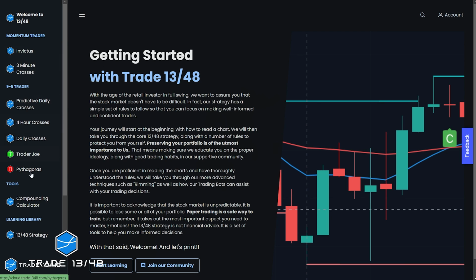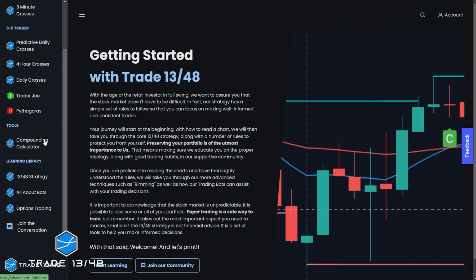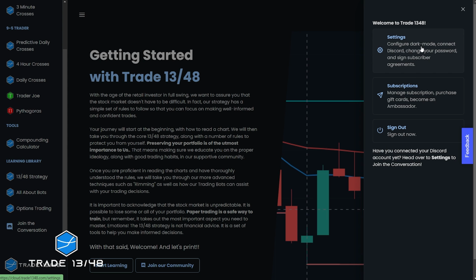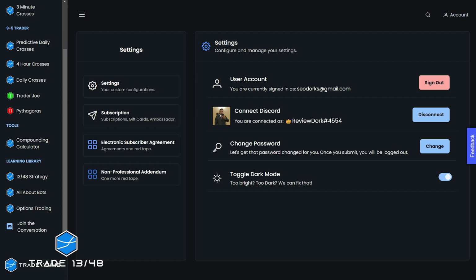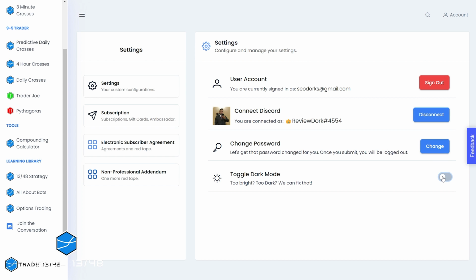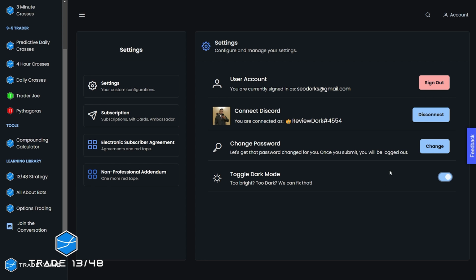Now, I'm going to break down what you find here on the sidebar, but first and foremost, let's draw our attention to the upper right-hand corner. This is where you would find settings and other administrative options. Let's go ahead and click settings. Here you will be able to toggle on and off dark mode. You would also be able to change your password, disconnect or reconnect Discord. Now, Discord exists solely for community and chat features. You could also sign out.